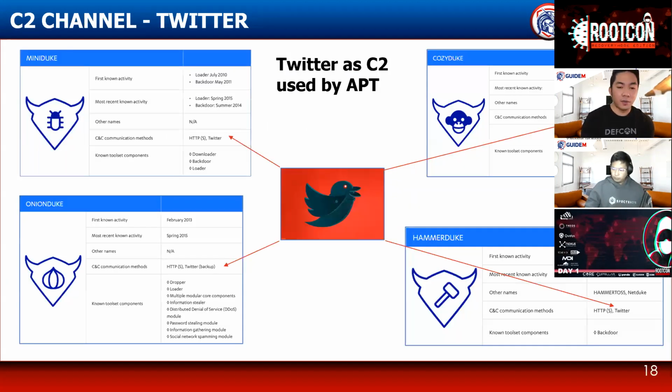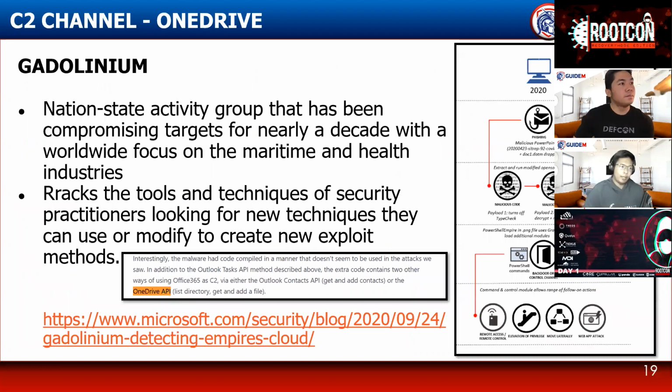And here are some of the APTs, provided by F-Secure, that leverage Twitter as a command and control channel. So we have Onion Duke. These are the Duke groups: Hammer Duke, Cozy Duke, and Mini Duke. So we have here another channel that is being leveraged by APT groups.